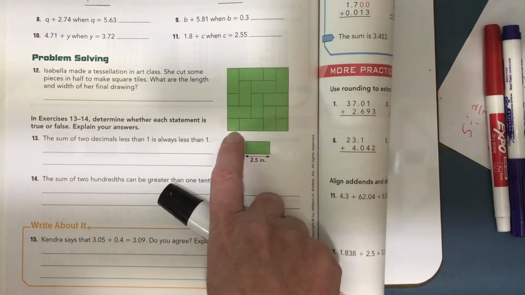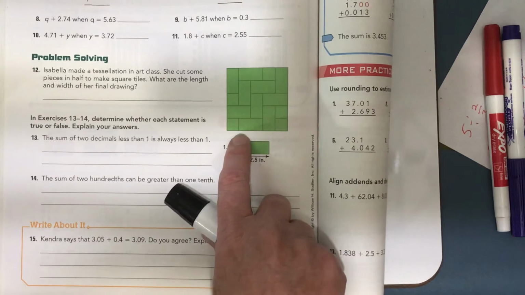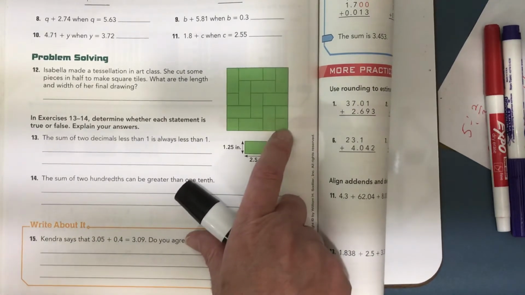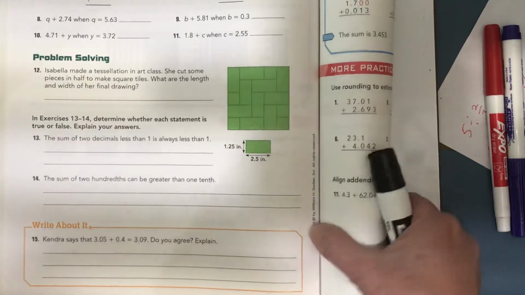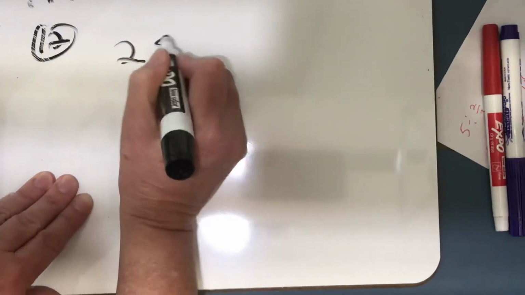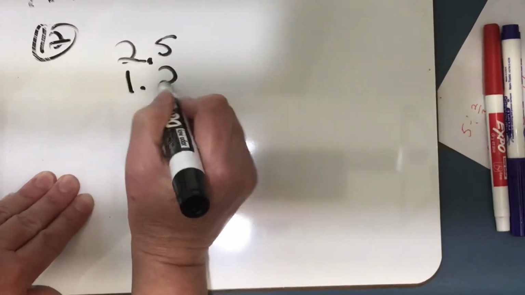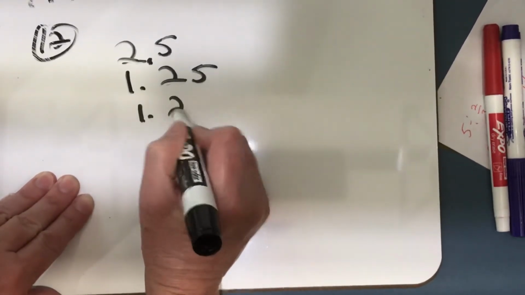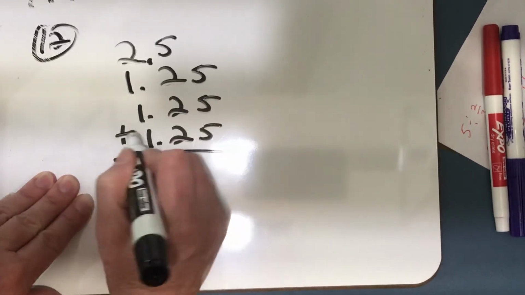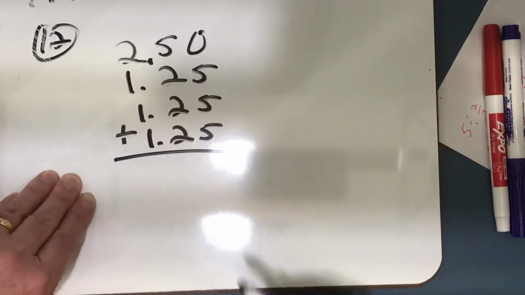So all the short pieces are 1 and 25 hundredths. The longer pieces are 2 and 5 tenths. So I can see that I have 3 pieces that are 1 and 25 hundredths, and then 1, 2, and 5 tenths for that side. So I'd have to add 2 and 5 tenths plus 1 and 25 hundredths, 1 and 25 hundredths, and 1 and 25 hundredths. And I can put a 0 here. And I just add.